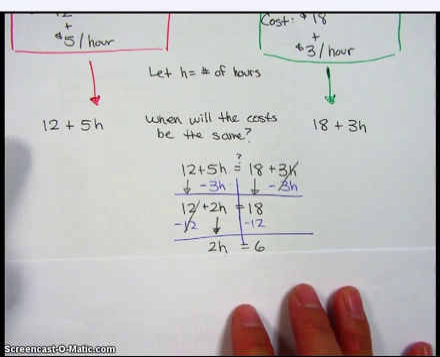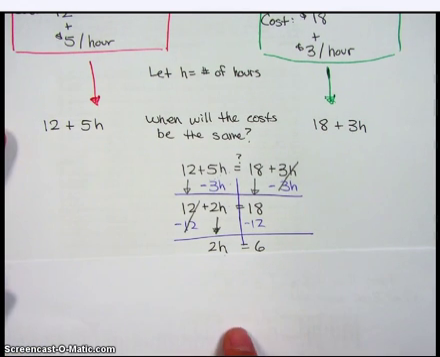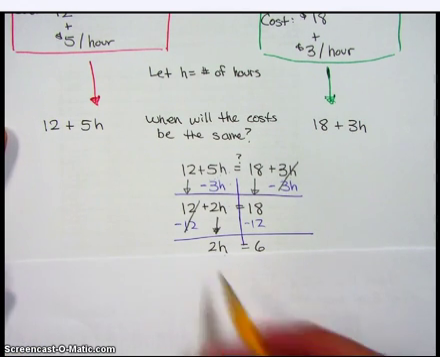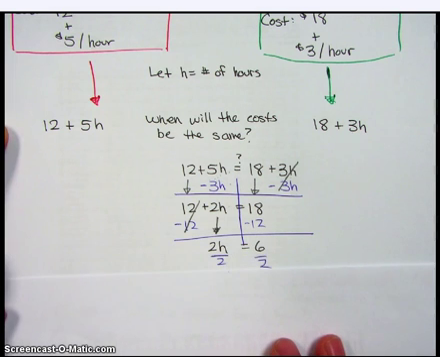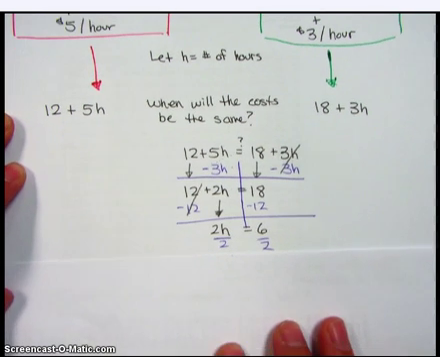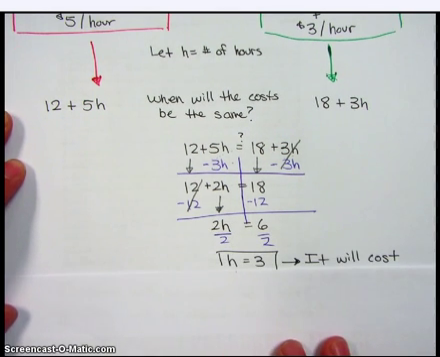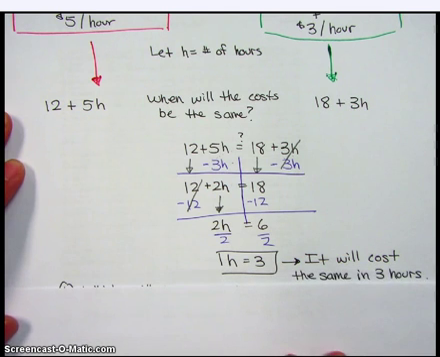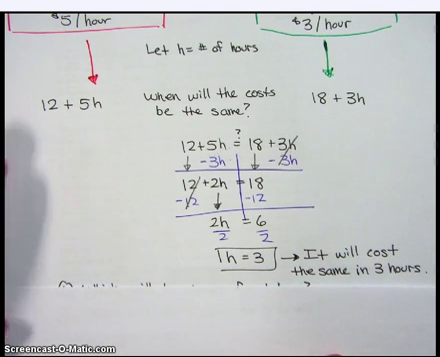Last but not least, I'm going to go ahead and divide by my coefficient, which is next to my variable. Divide by 2, and divide by 2, and I end up with h equals 3. That means it's going to cost the same amount for either Joe's or Cindy's Dog Sitting Company in 3 hours.